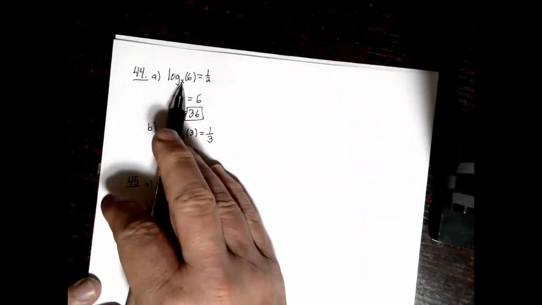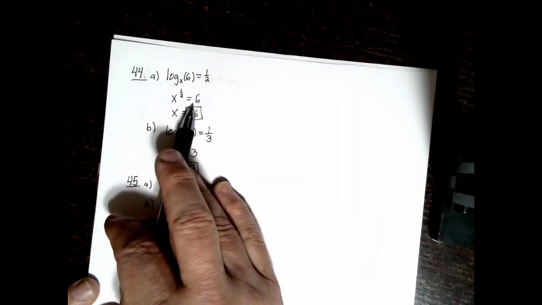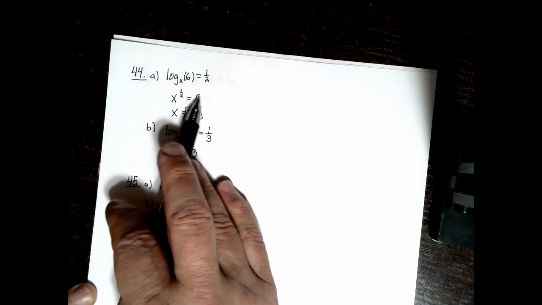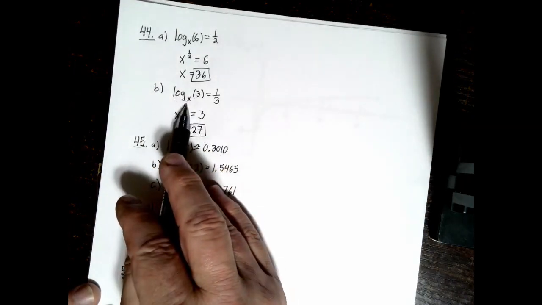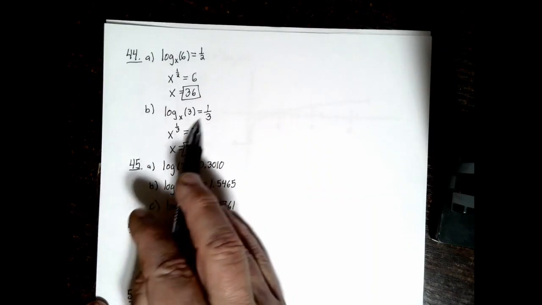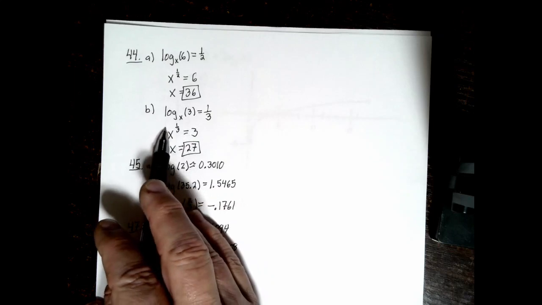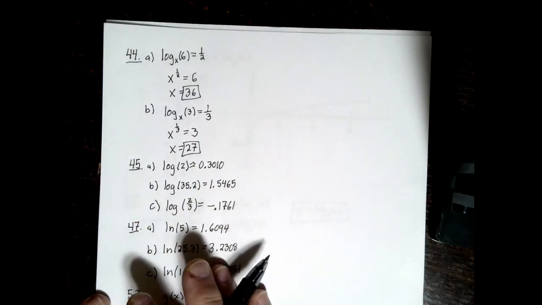Okay. Log base x of 6 equals 1/2. That means x to the 1/2 equals 6. And if you square both sides, you get x equals positive 36. Log base x of 3 equals 1/3. Okay, so that's x to the 1/3 equals 3. You raise both sides to the third power and you get 27.